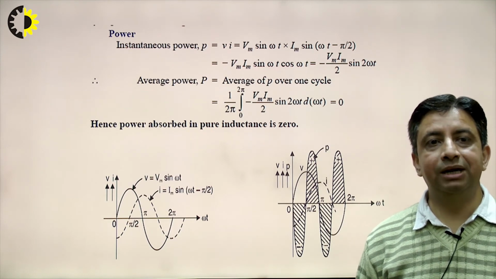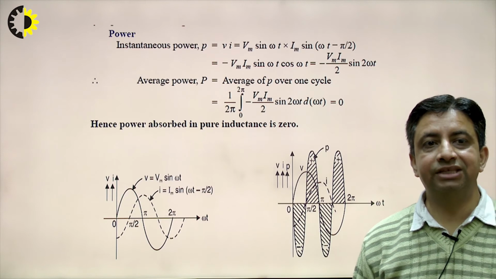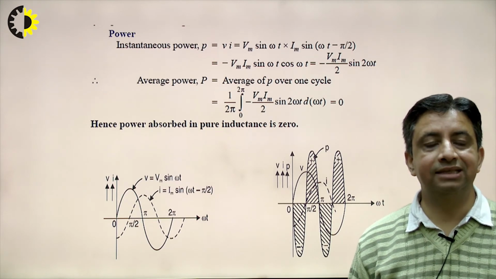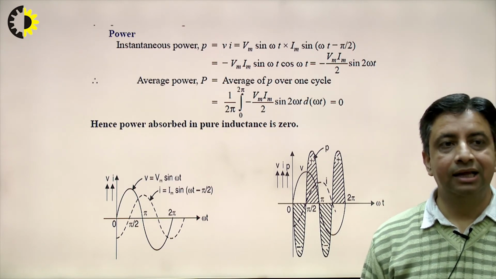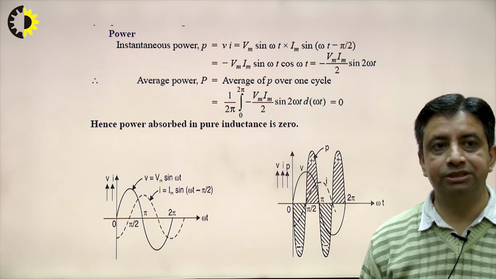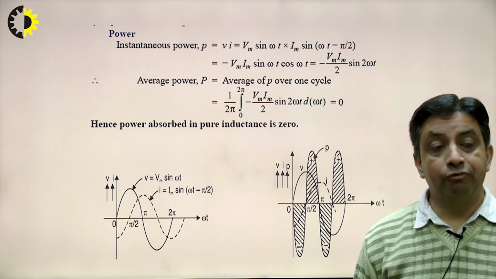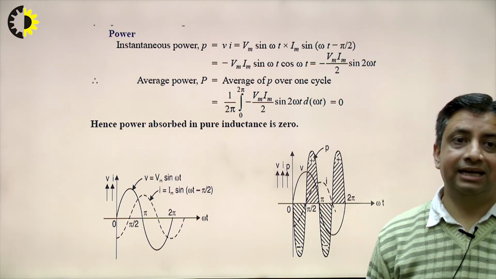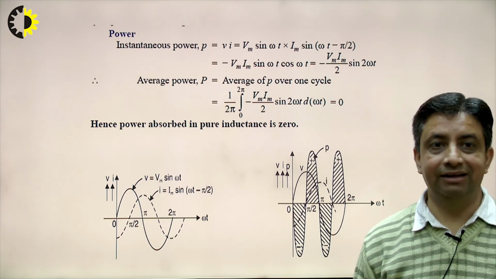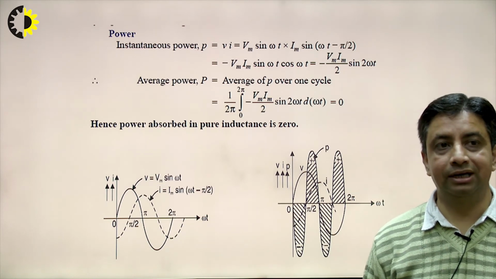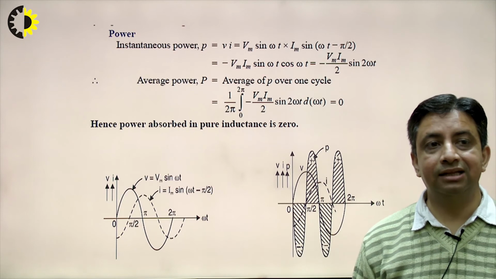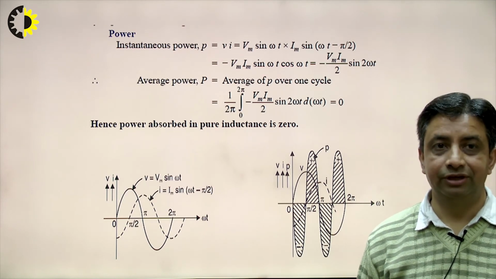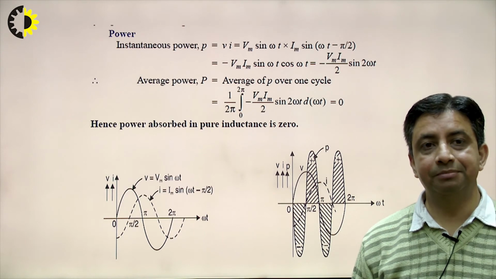So, if we multiply all the instantaneous values of voltage and current, let us consider the first quarter cycle. In the first quarter cycle, from 0 to pi by 2, your voltage is positive and the current is negative. So, the power is negative, that is why it is in the fourth quadrant. In the second quarter cycle, that means from pi by 2 to pi, now both become positive. So, the net power becomes positive.